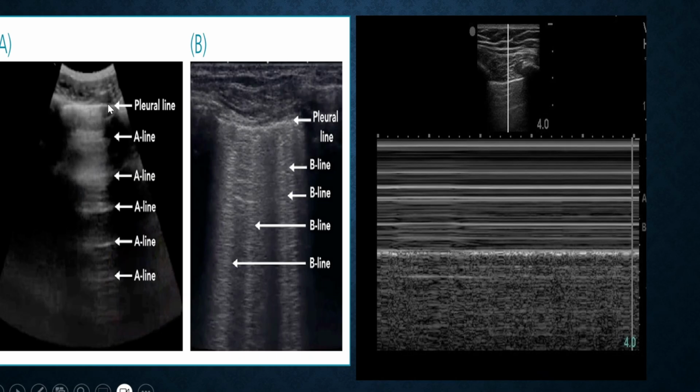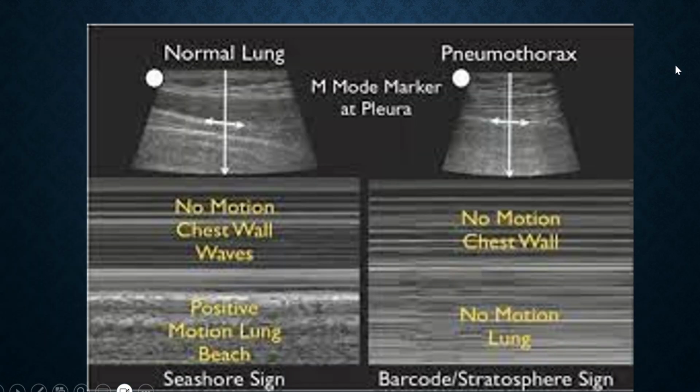Normally, the pleural lines are seen as equidistant echogenic lines. These are called the A lines. These are seen in normal chest ultrasound. And this comet-tail artifact seen is the B lines. So these are normally seen, but in case of pneumothorax, these lines are lost, and this granularity is also lost, or the seashore sign is lost.